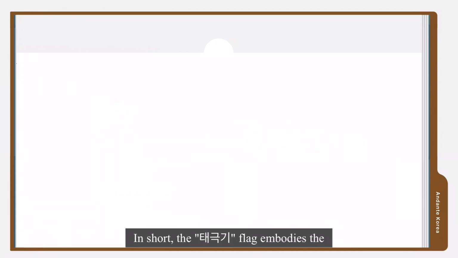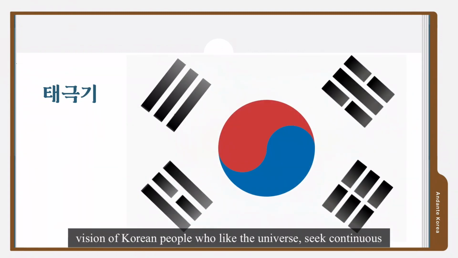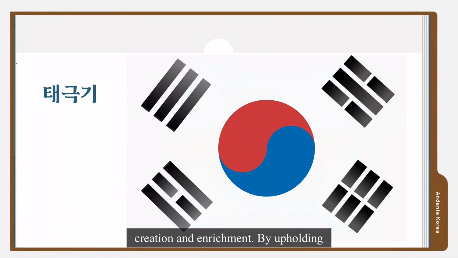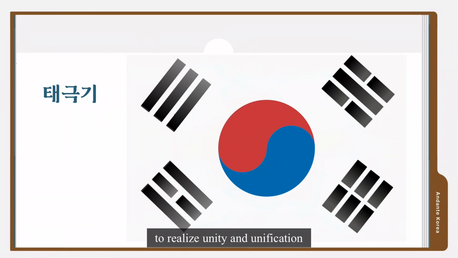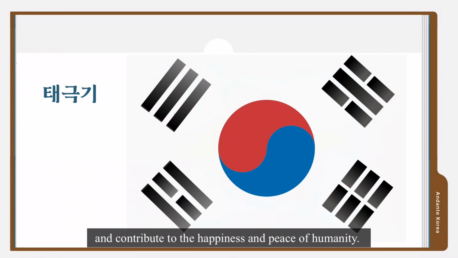In short, the Taegeukgi flag embodies the vision of Korean people who, like the universe, seek continuous creation and enrichment. By upholding the spirit and significance of the Taegeukgi, the people seek to realize unity and unification and contribute to the happiness and peace of humanity.